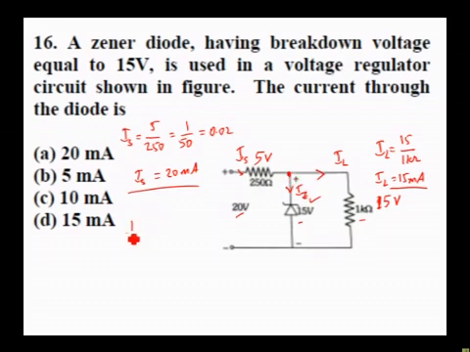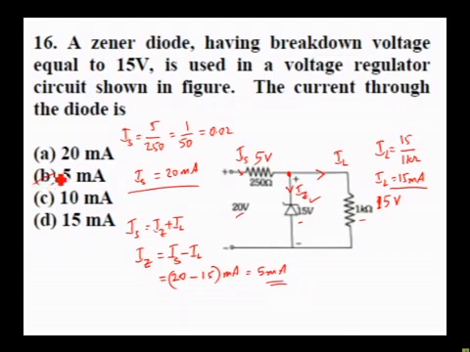You have IS equals IZ plus IL, and you want to know IZ, which will be IS minus IL. Out of 20 milli, if you subtract 15 milli, then you get 5 milliampere, which is choice B.